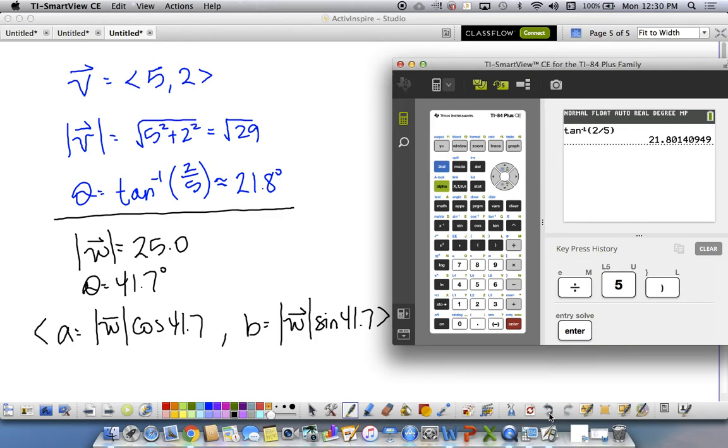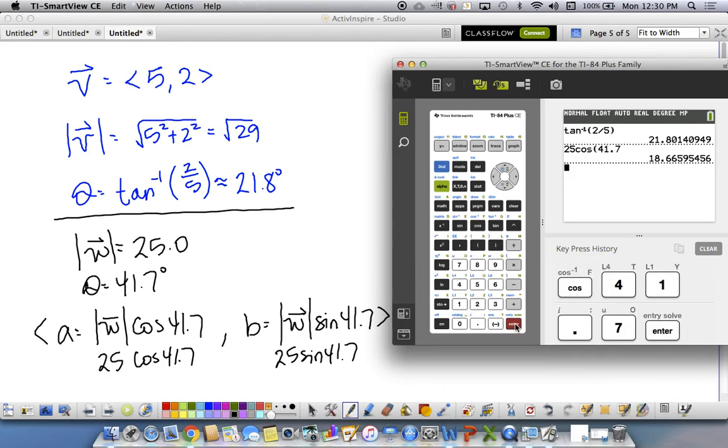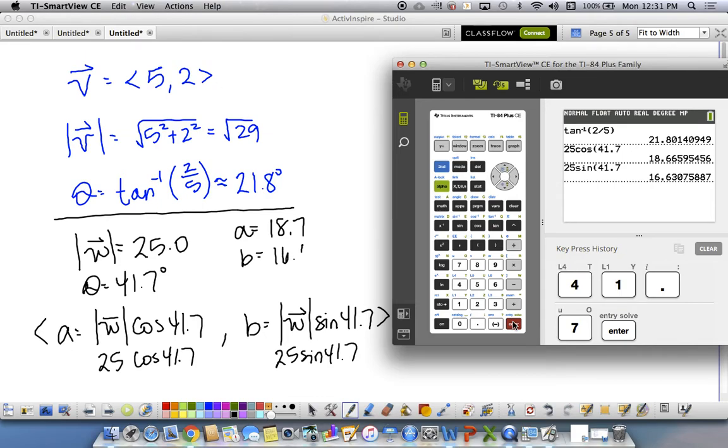So when I plug that in, it's pretty simple. 25 cosine 41.7 and 25 sine 41.7. We get 18.66, so my A is approximately 18.7. My B is approximately 25 sine 41.7, which is 16.6. Okay, so I've got my answer.